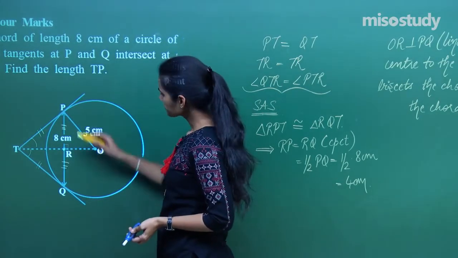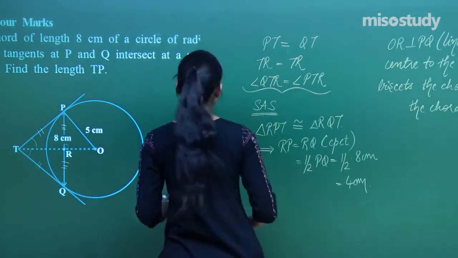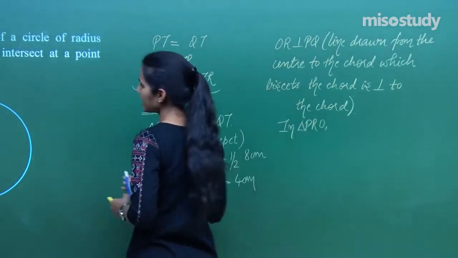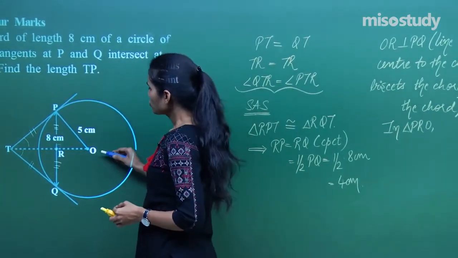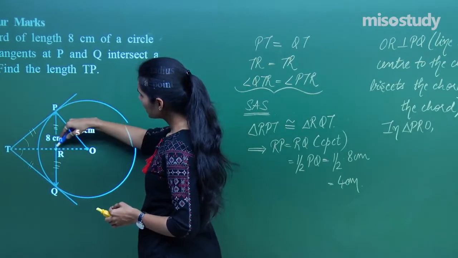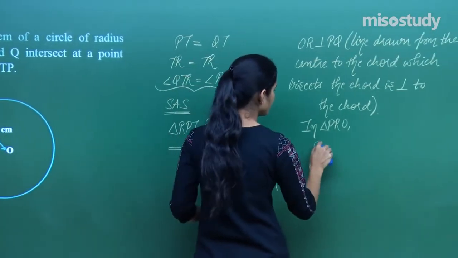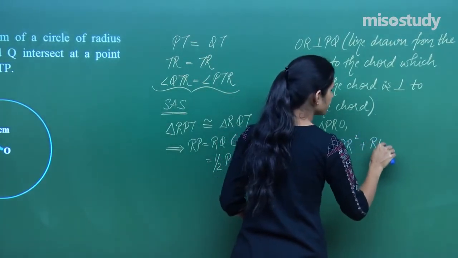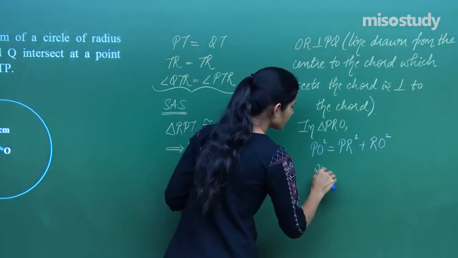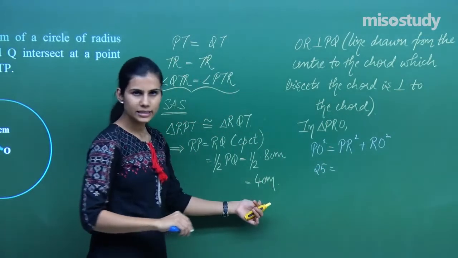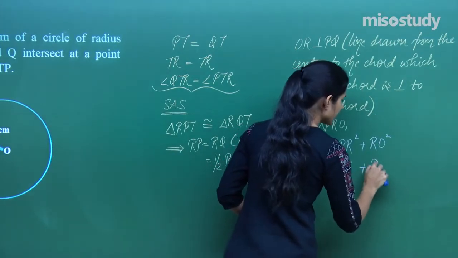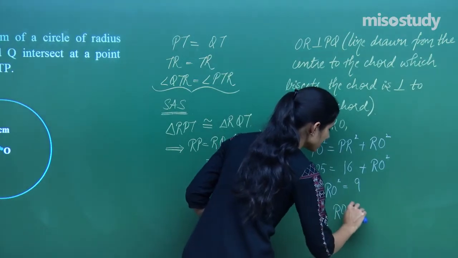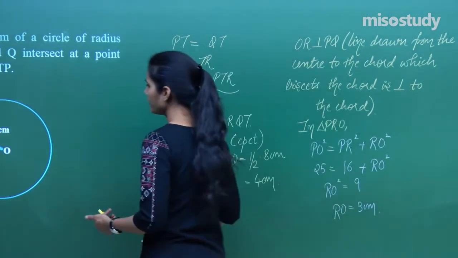Focus now upon triangle PRO. In triangle PRO, the moment I have this angle as 90 degrees, this is a right angle triangle. So I have PO square is equals to PR square plus RO square. PO square is 5 square, which is 25. PR is 4 centimeters, so PR square is 16 plus RO square. So RO square is 9, RO is 3. So you have RO of 3 centimeters.